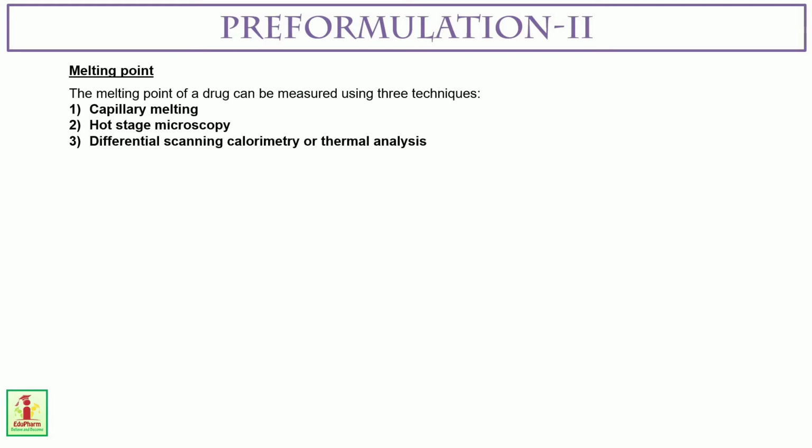Now melting point. The melting point of a drug can be measured using three techniques. The first is capillary melting. Capillary melting, the observation of melting in a capillary tube in a heated metal block, gives information about the melting range, but it is difficult to assign an accurate melting point.